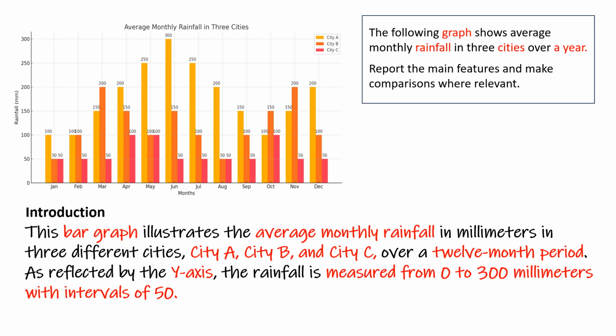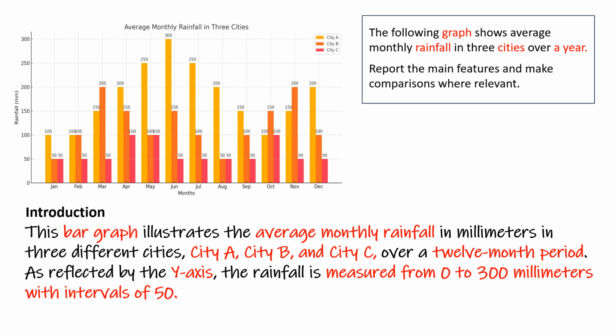Here is how I wrote it. This bar graph illustrates the average monthly rainfall in millimeters in 3 different cities, City A, City B, and City C, over a 12-month period. As reflected by the y-axis, the rainfall is measured from 0 to 300 millimeters with intervals of 50.